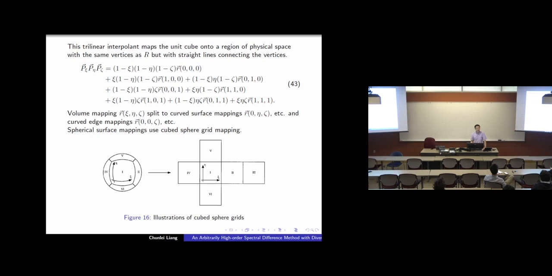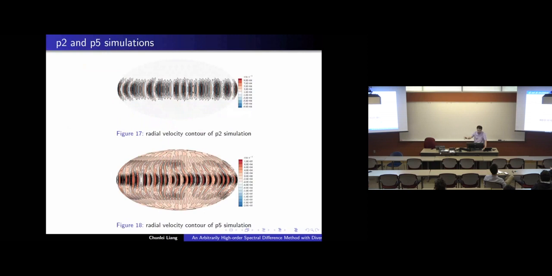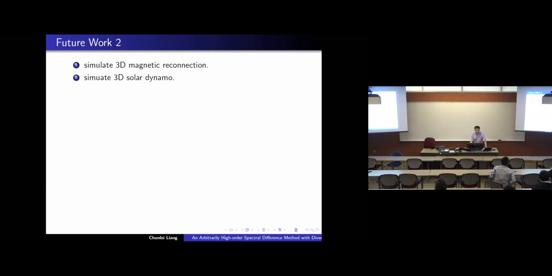Very quickly, we did a third order simulation on the top and a sixth order simulation at the bottom. We also compared the efficiency against the previous version of the code, and also against a code from NCAR. We are extremely excited about this new development, and it will appear in a new publication pretty soon. Next, we want to simulate 3D magnetic reconnection and a 3D solar dynamo. I will end from here. I can take any questions.